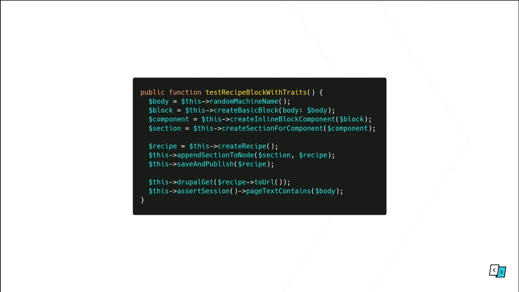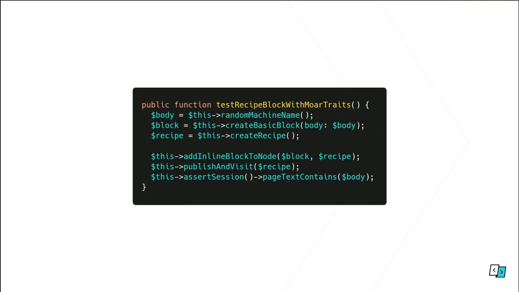If you create a few more methods, it can look like this. Basically, we create our body text, we create our block, and we create our recipe, and then we have this function that does a bit of everything: add inline block to node. That's combined those three or four steps we had before. And then a publish and visit, which does our save, sets the moderation state, and the Drupal get to load the page. And then we just do our assertions after that to check that the body text appears on the page. That's down to 7 lines of code.